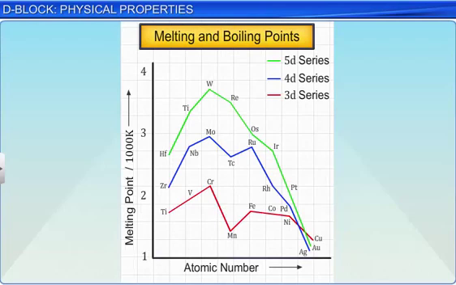Melting and boiling points. The melting and boiling points of the transition elements are generally high. The melting points of 3d, 4d and 5d transition metals are depicted in the figure here. As you can see, in any series, with the exception of anomalous values for manganese and technetium, the melting points first increase to a maximum at d5 configuration and then gradually decrease towards the end of the period.